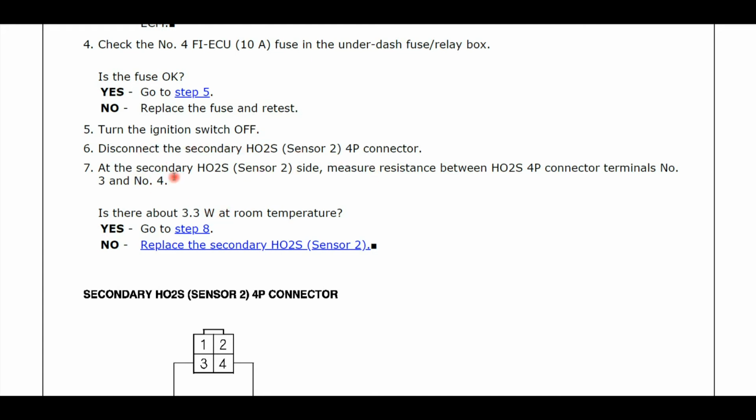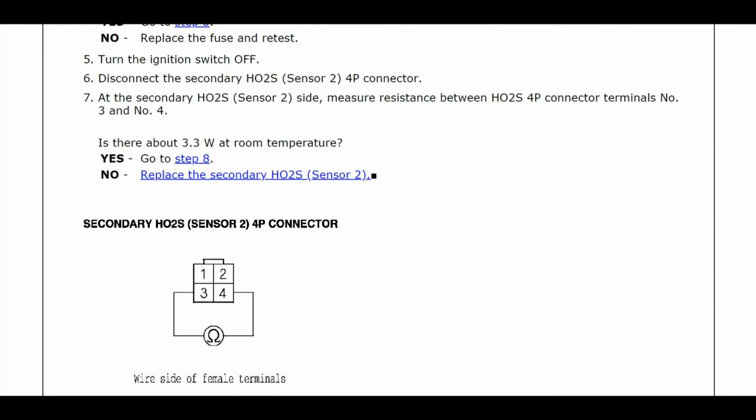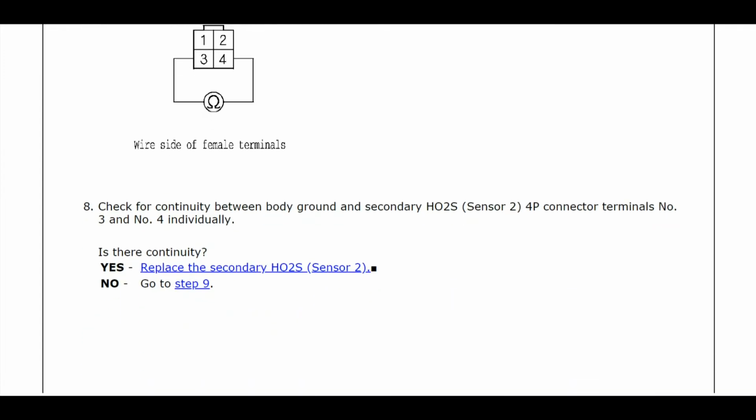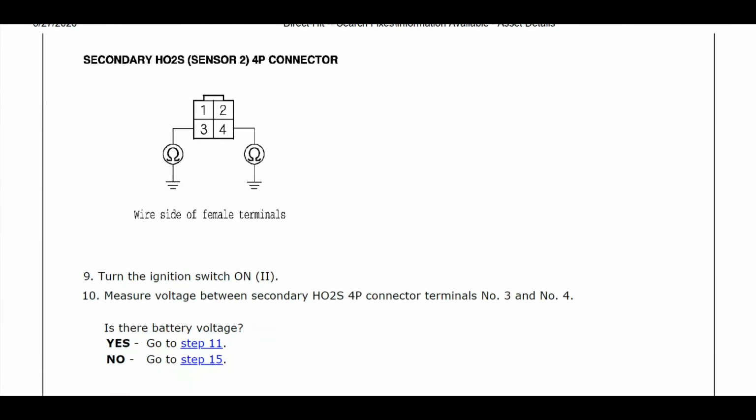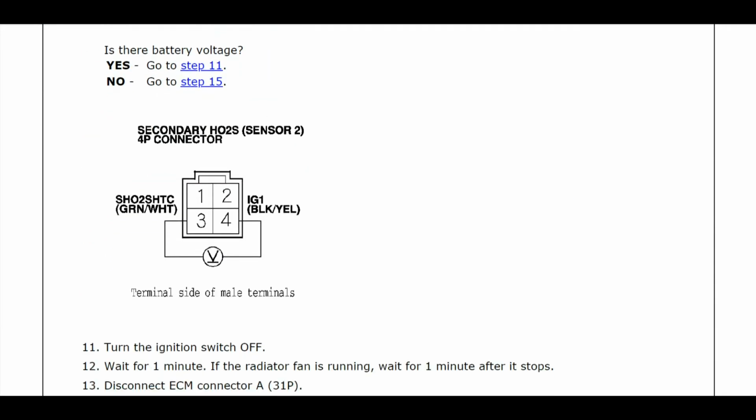Disconnect the series at the sensor. Measure the resistance between 3 and 4. Is there about 3.3 watts? That's weird. Why watts? That should be ohms. And 3.3 ohms is too much. So this system shouldn't have more than 2 ohms, I think. This is wrong information from the manufacturer. Wrong information there.